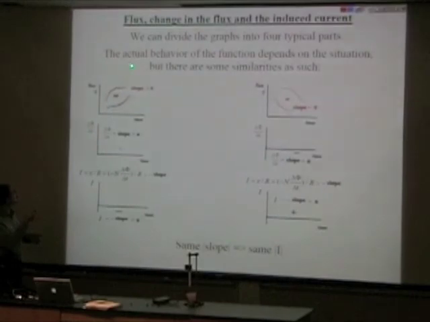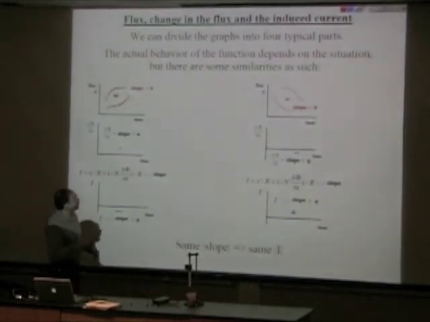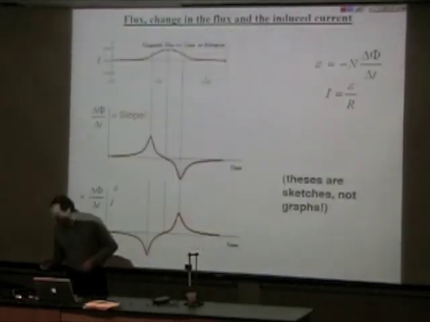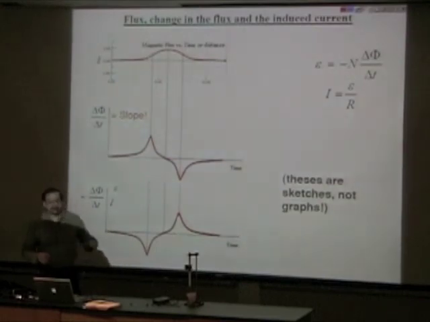For the positive slope, we have negative current and negative EMF. For the negative slope, we have positive current, positive EMF. And this is a setup very similar to what you're going to be using in the lab soon.